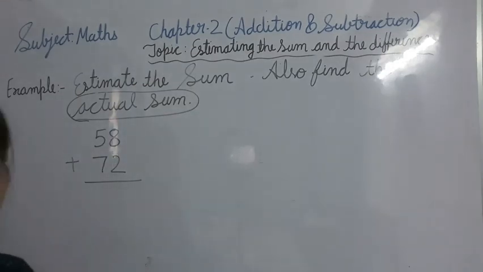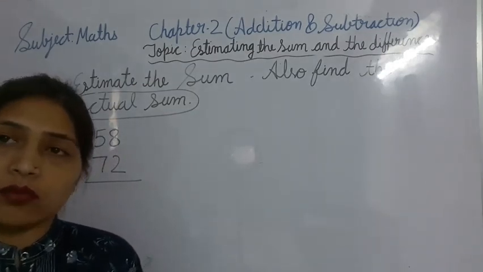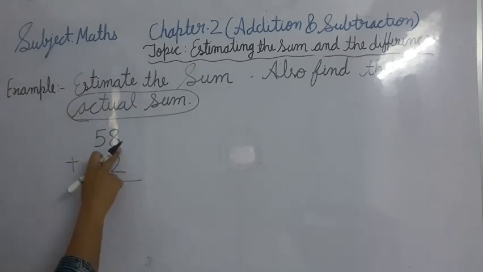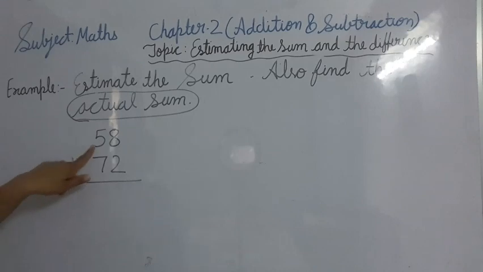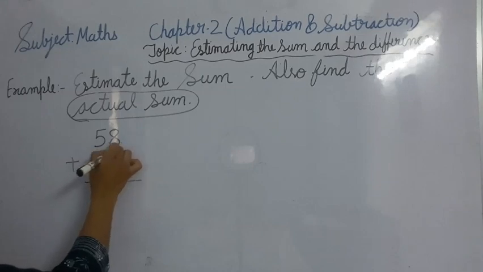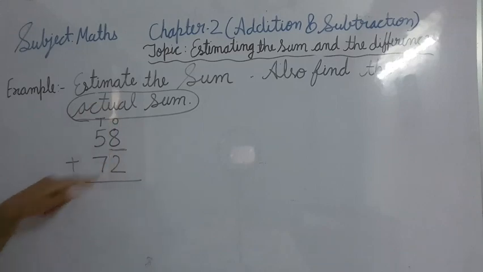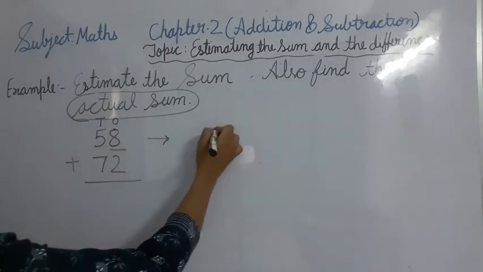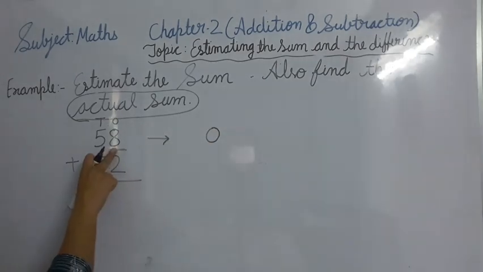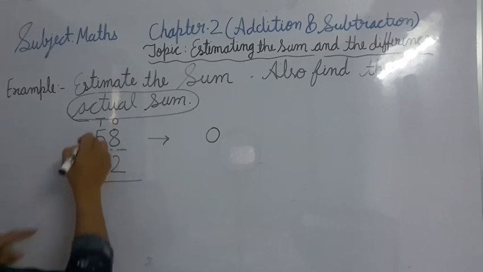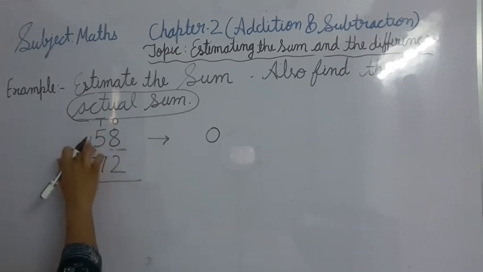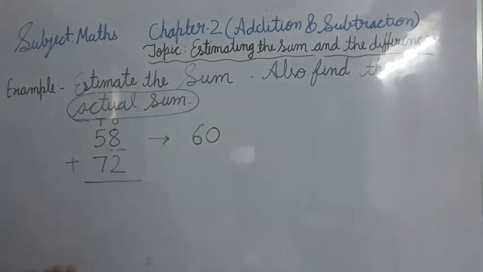So to find the estimated sum, what do we need to do? What is the first step? We have to round off the numbers. So 58. These are in tens, so we have to round off these numbers to the nearest 10. So 58: this is the ones place, this is the tens place. Yes. So before the tens place, convert all the numbers to 0. We'll convert 8 into 0 and compare this digit with 5. This is greater than 5. 8 is greater than 5, so we'll round up this number. It means we need to add plus 1 here. So 5 and 1 makes 6. Yes.